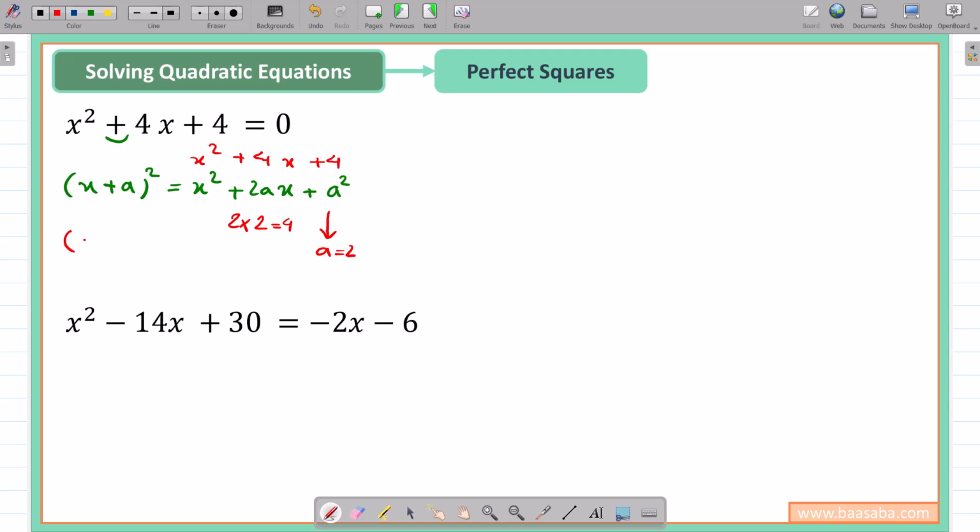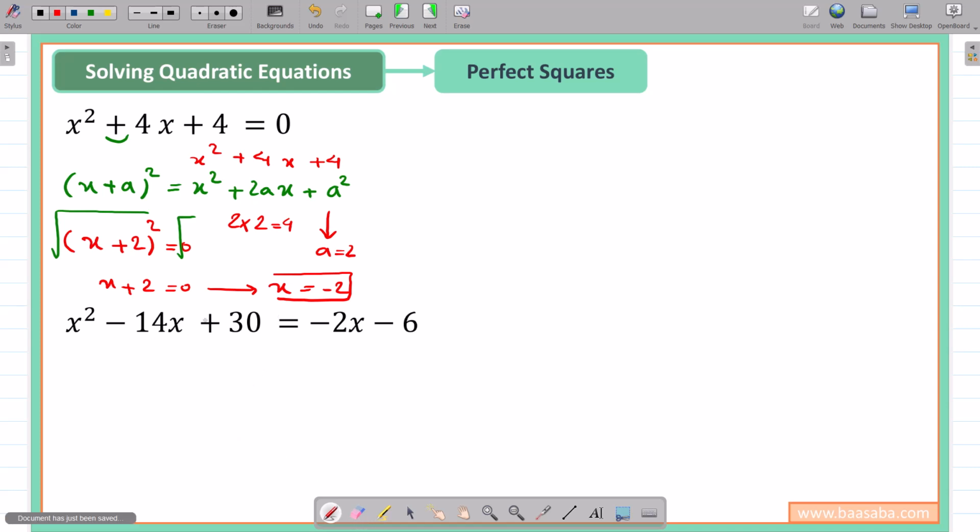I can write this equation as x plus 2 to the power of 2 equal to 0. Let's take the radical of both sides. What do we have next? x plus 2 is equal to 0, so x is equal to negative 2. In all of the equations that can be solved using perfect square, many of the times, usually you have one root. You have only one real root.